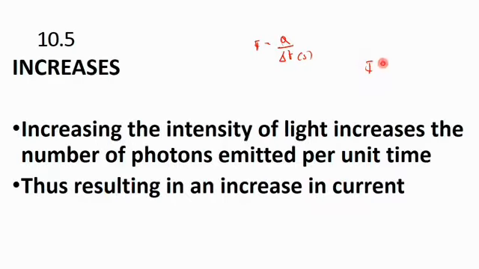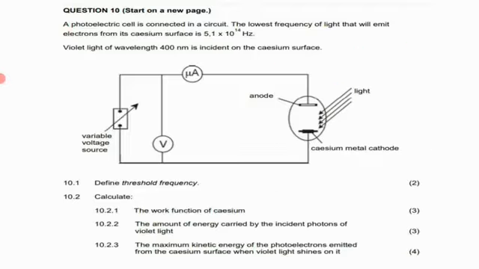So remember, if we are increasing the number of photons that are emitted, this will increase the charge, right? So the charge will now increase because there will be more photons passing through a point per given second, right? So if the charge increases, then what happens? The current also increases.